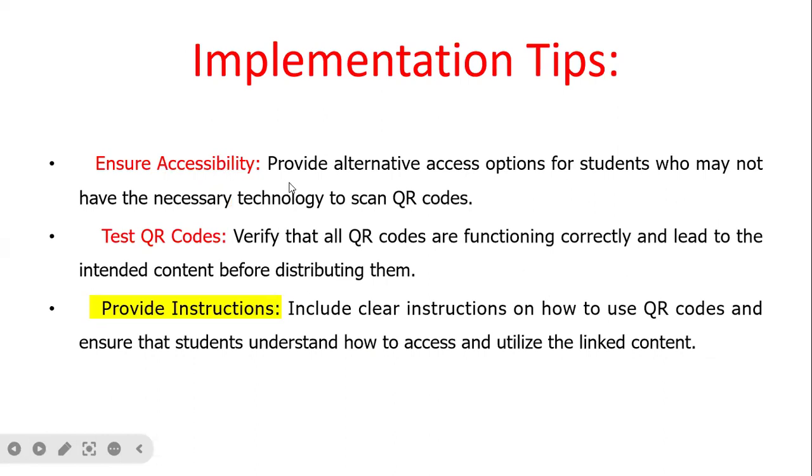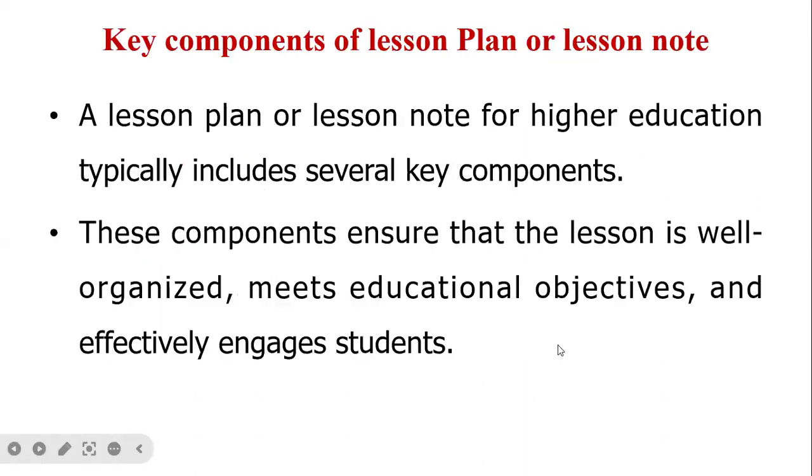Ensure accessibility: provide alternative access options for students who may not have the necessary technology to scan QR codes. Test QR codes: verify that all QR codes are functioning correctly and lead to the intended content before distributing them. Provide instructions: include clear instructions on how to use the QR codes and ensure that students understand how to access and utilize the linked content.